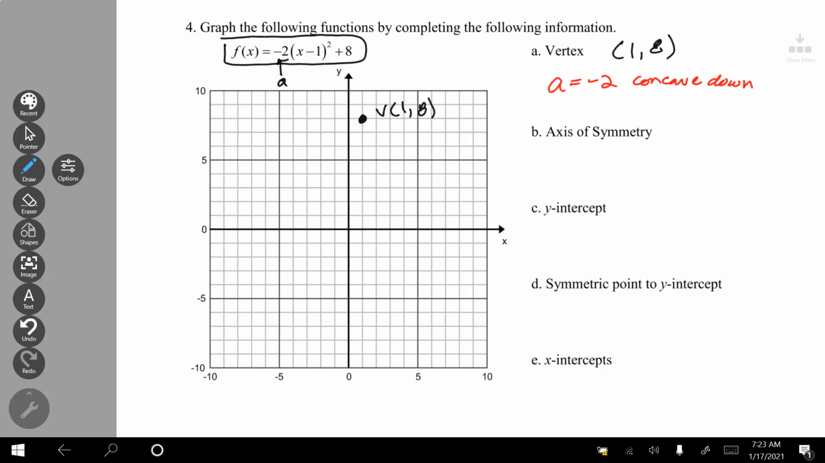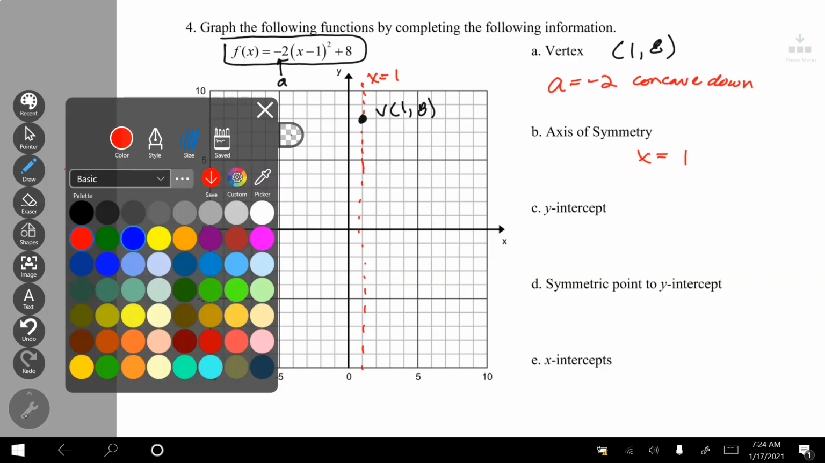Now my axis of symmetry is just the x value of the vertex, and that is x equals 1. So I'm going to draw my little axis of symmetry. It's going to help me with buddy points. x equals 1 is my axis of symmetry.